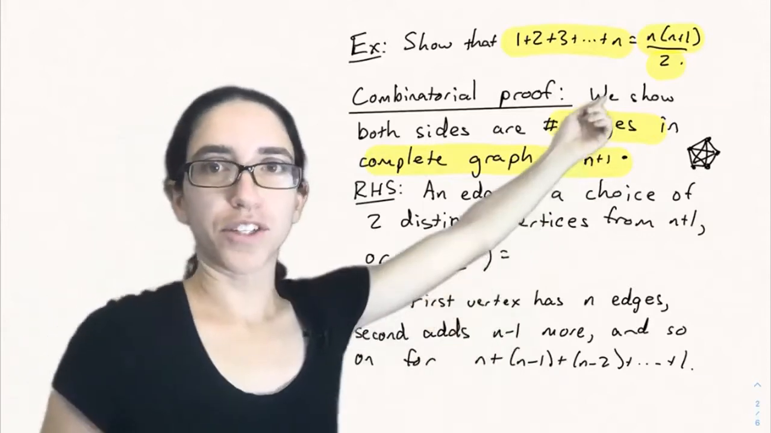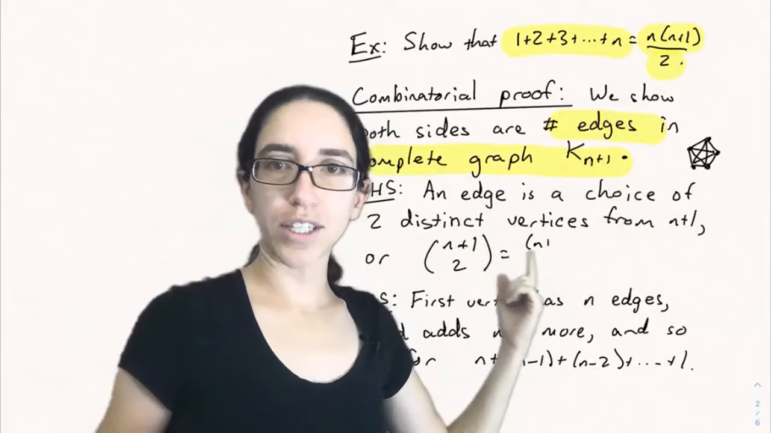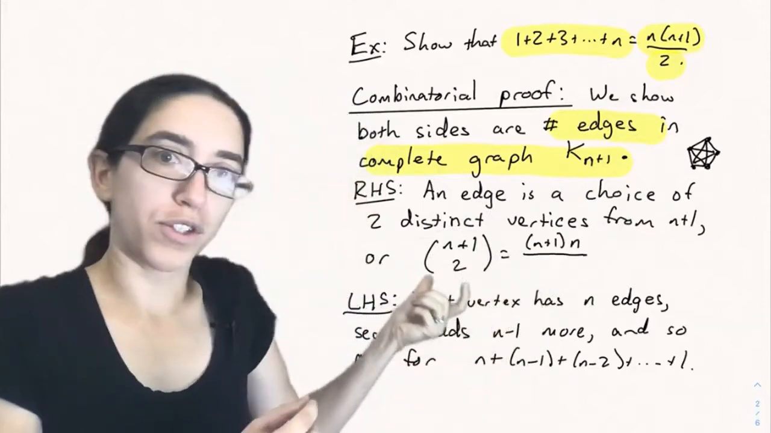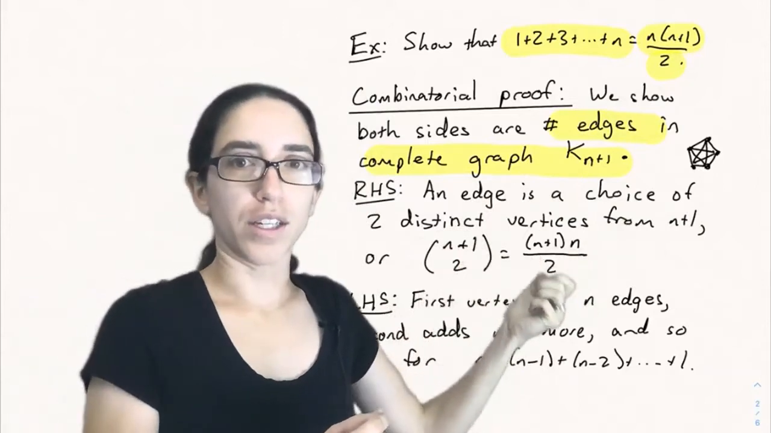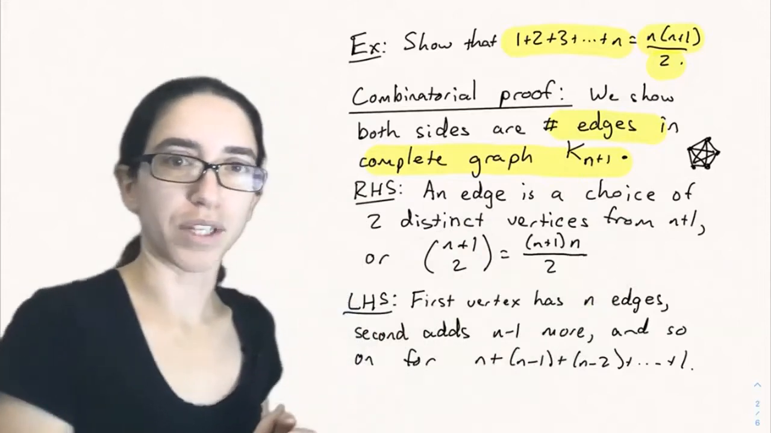Well, to interpret it on the right-hand side, an edge can be thought of as a choice of two distinct vertices out of n plus 1 that you connect. And so we could just do n plus 1 choose 2, which is n plus 1 factorial divided by 2 factorial and n minus 1 factorial, and we get n plus 1 times n over 2.